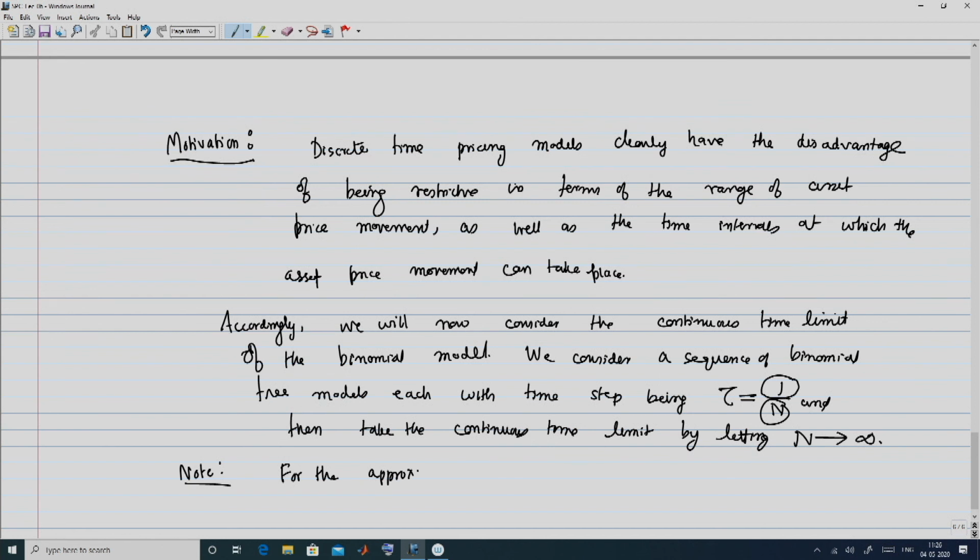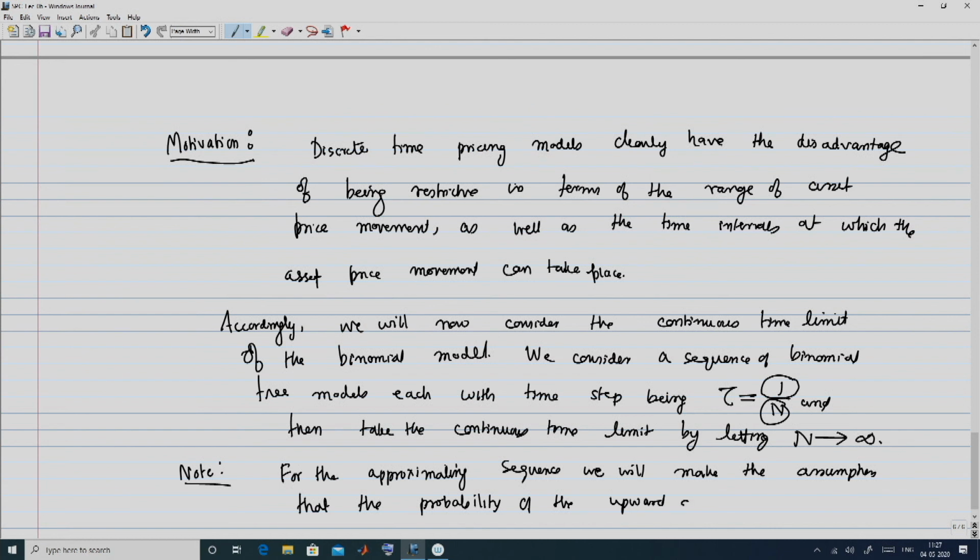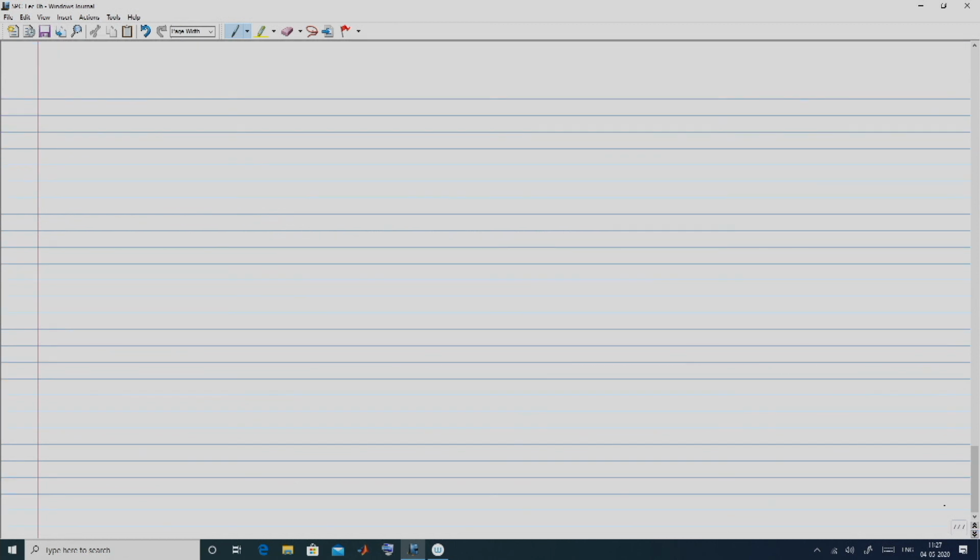So, for the approximating sequence, we will make the assumption that the probability of the upward and the downward movement of the asset price are equal to half each. That means, we take p is equal to half and 1 minus p equal to half.